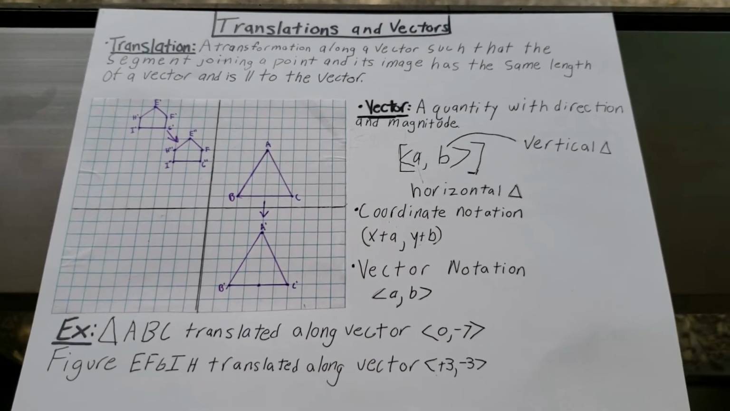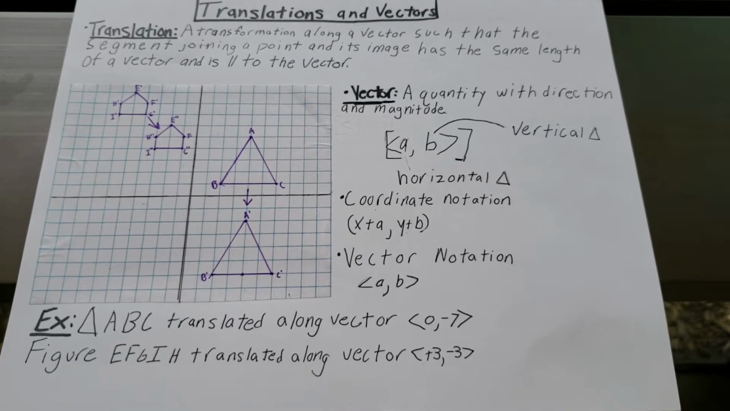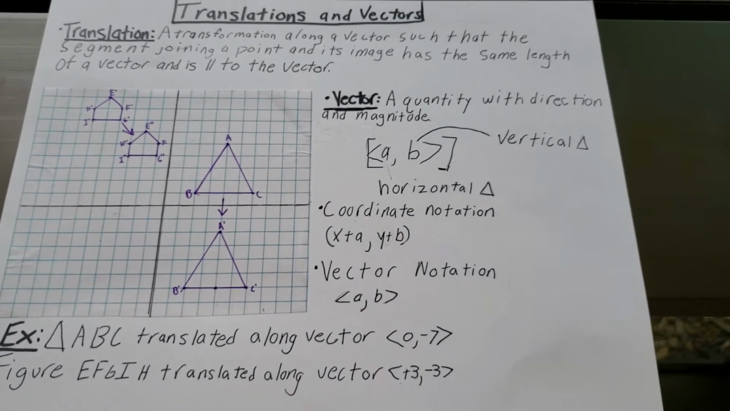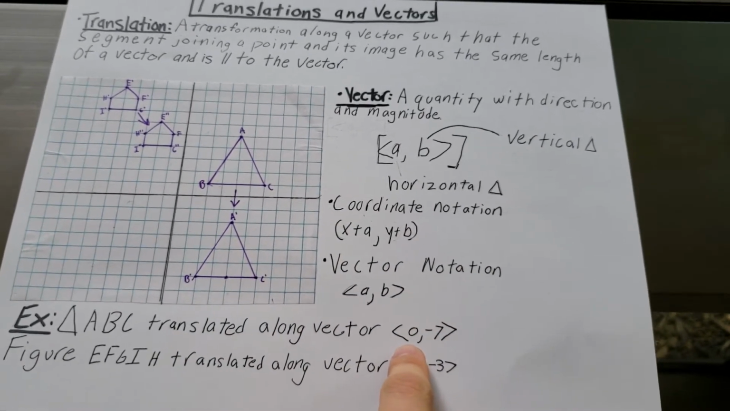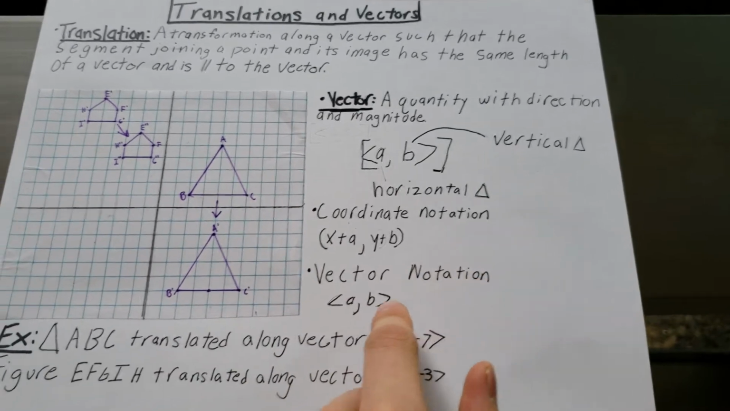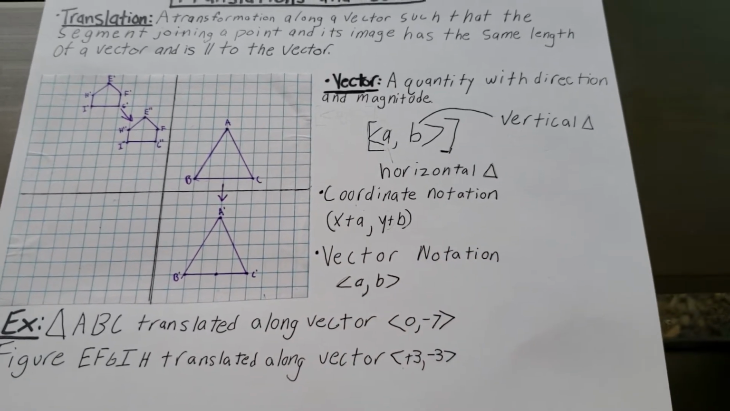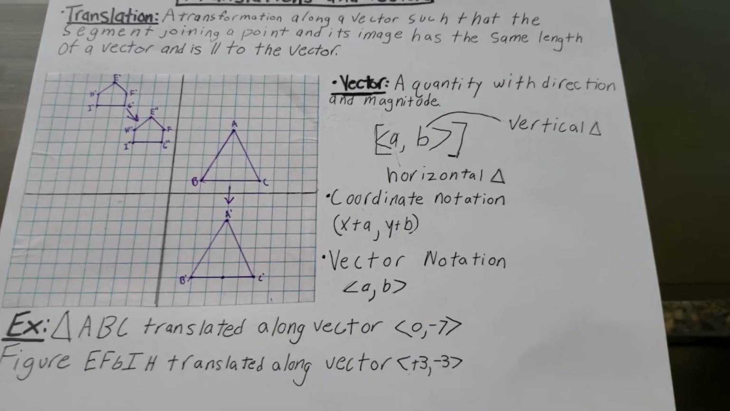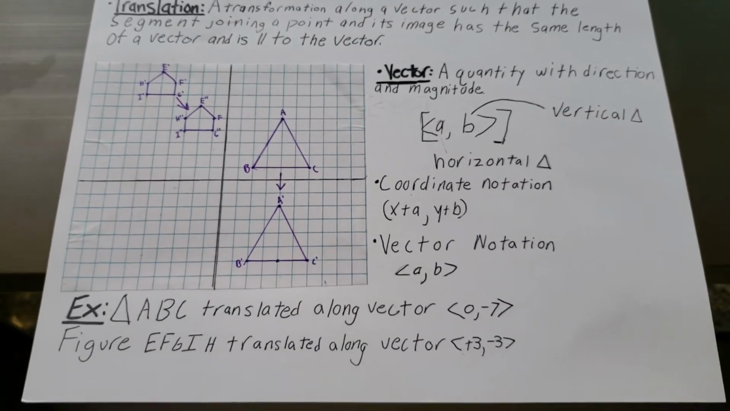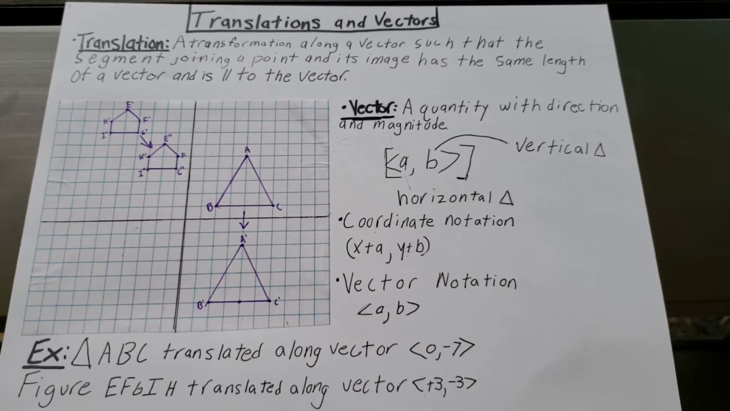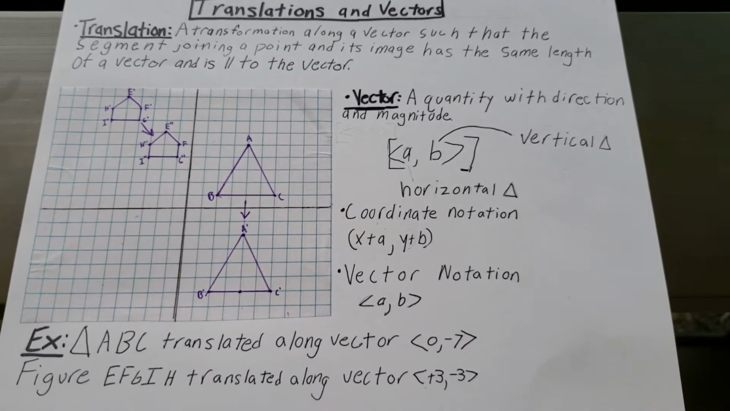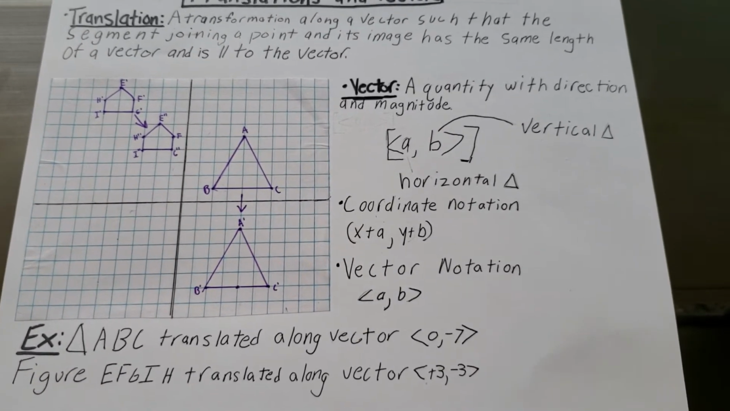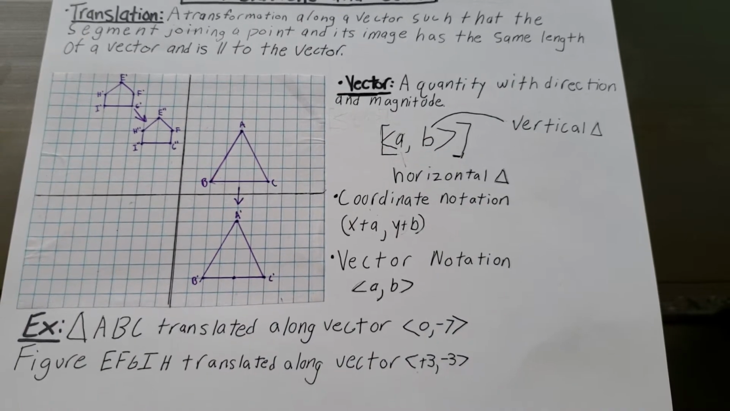For example, let's take a look at triangle ABC. Triangle ABC is translated on the vector <0, -7>. In this instance, the vector <0, -7> would be an example of vector notation, where just the vector is displayed. The second form of a vector would be coordinate notation, where it shows the specific values you add to each coordinate point in the set. For instance, in triangle ABC, because it's translated on vector <0, -7>, all you would do is subtract 7 units from the y value of each coordinate of triangle ABC.